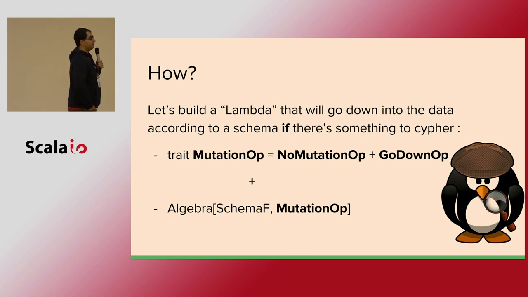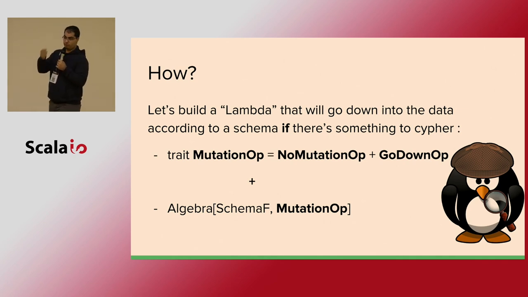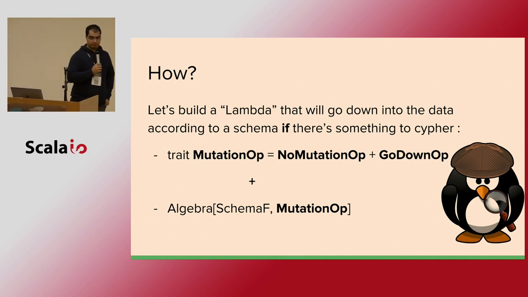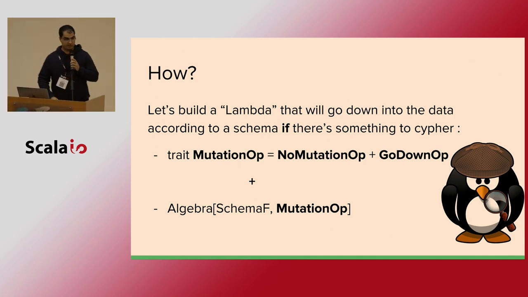We're going to build some kind of lambda that will go down into the data according to a schema if, and only if, there's something to do. That means that if I have 350 fields, but only one that needs to be privacied, I don't need to go down every field. I just need to be able to look and say, okay, this is the field I need to protect. So we're going to define a sealed trait that is going to be composed of two types of mutation. The no mutation op, which is basically a case object that defines nothing to do here. And the go down that is going to wrap a lambda. And all I need to do is, according to a schema F, create this mutation.